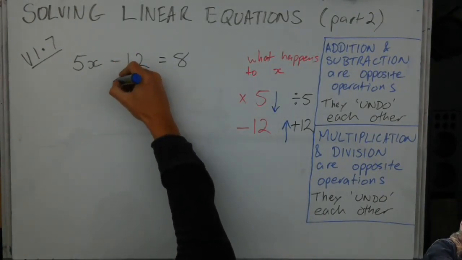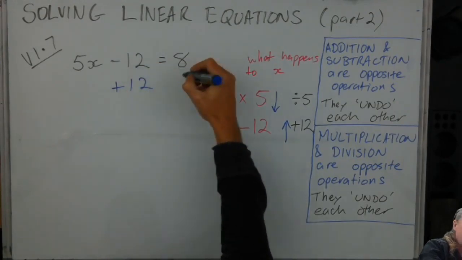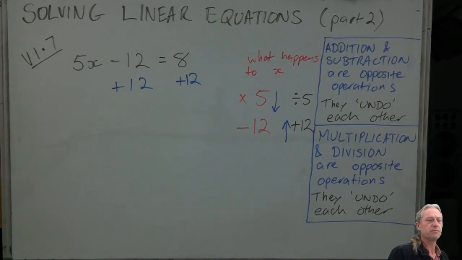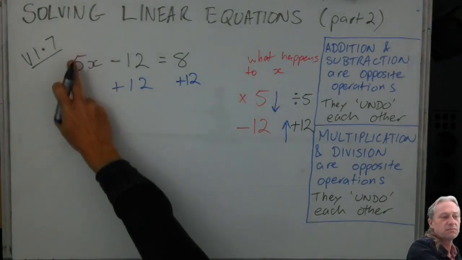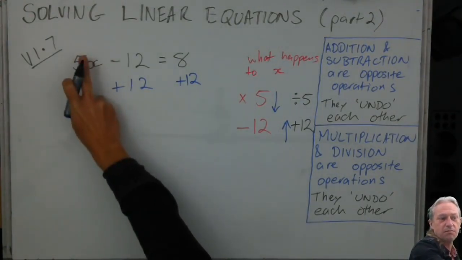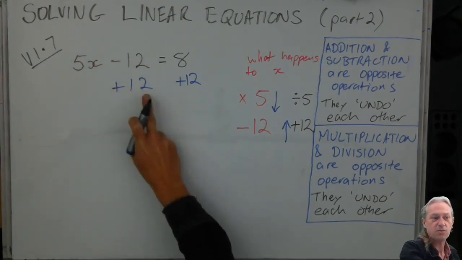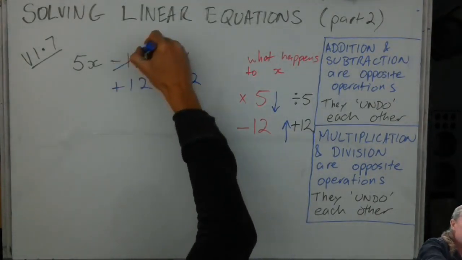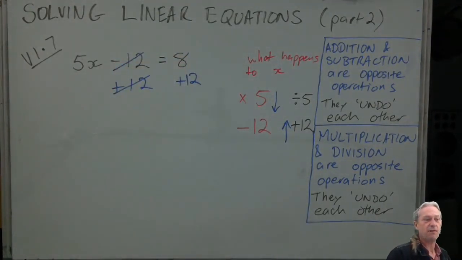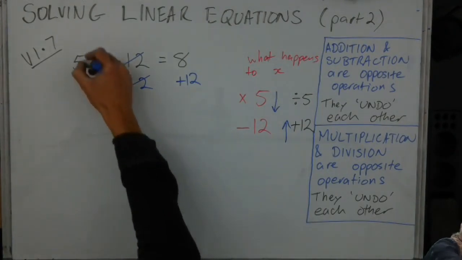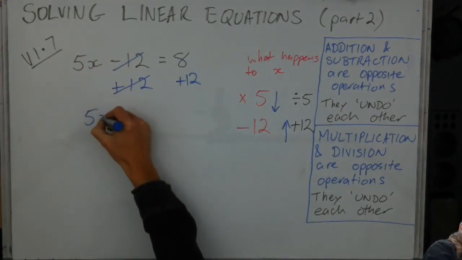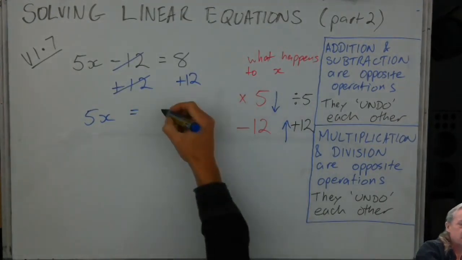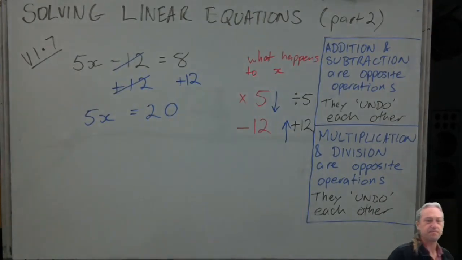So I'm going to write it out like I was before, and we're going to do the same on this side. Add 12. So on this side, 5 times the thing we don't know, take away 12, add 12. It's like adding or subtracting 0. So this cancels, and over here we're left with 5x equals, and 8 plus 12 is 20.